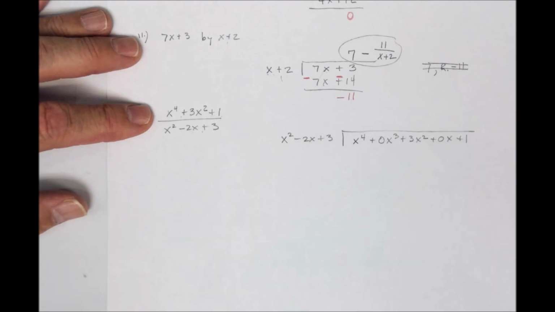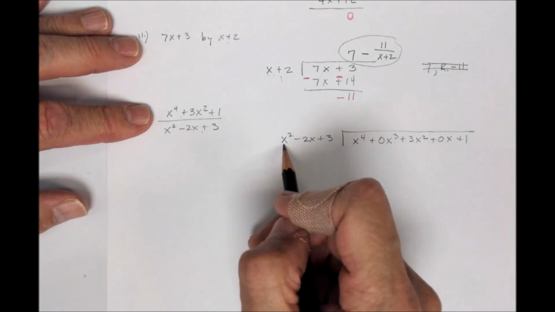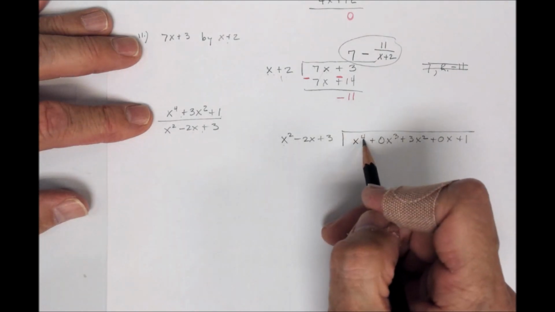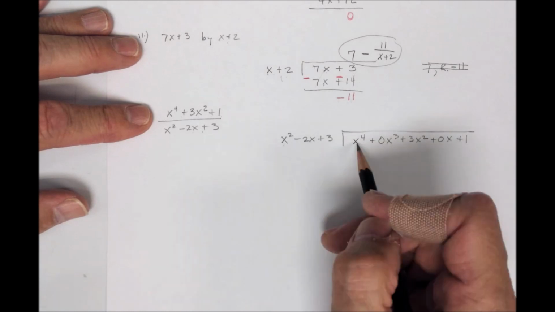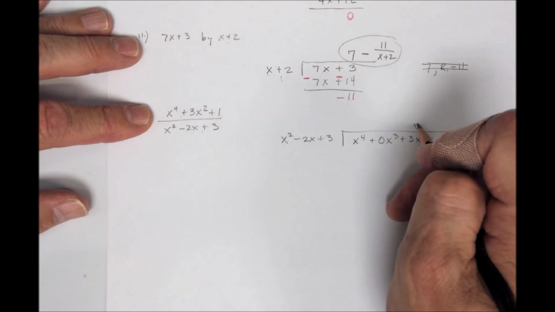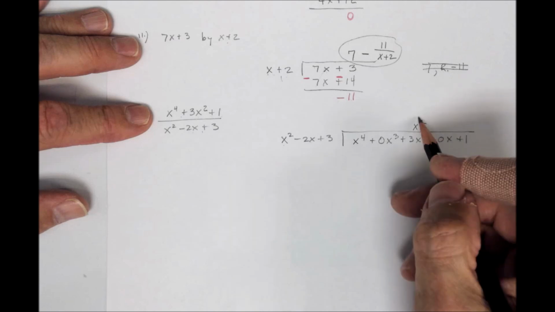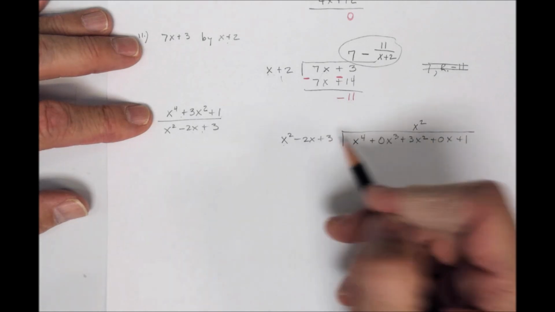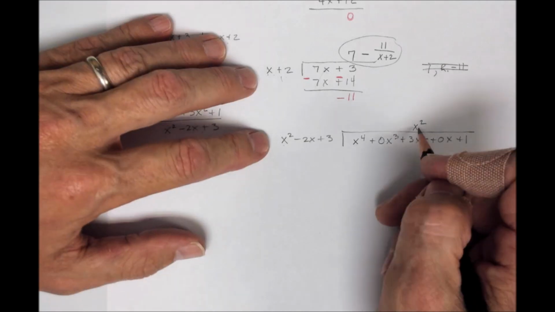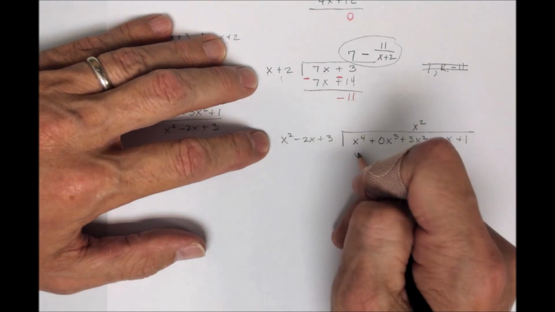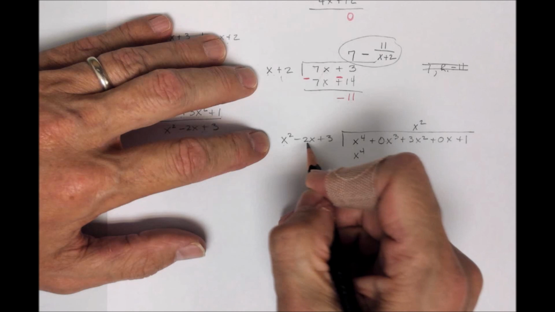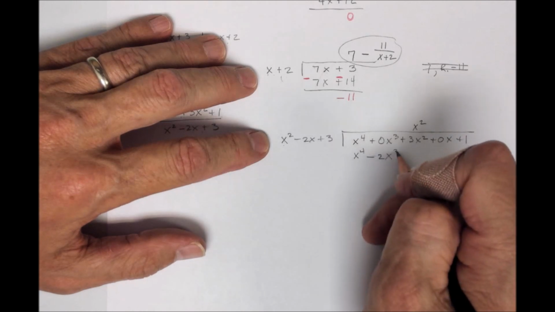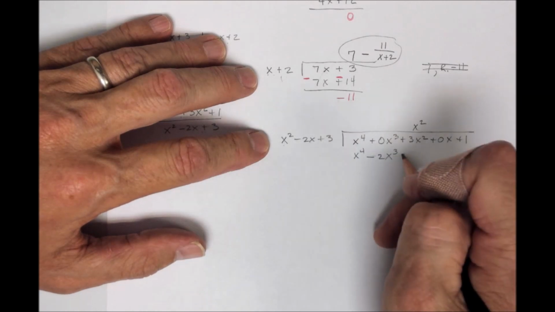And we can start the process here. What times x squared gives me x to the 4th? Well, x squared times x squared is x to the 4th. So it's 1x squared, or just x squared. Notice I line up my like terms. Now when I multiply and I distribute, I have to multiply times all three terms, so I've got to be careful. x squared times x squared is x to the 4th. x squared times minus 2x is minus 2x to the 3rd. x squared times plus 3 is plus 3x squared.